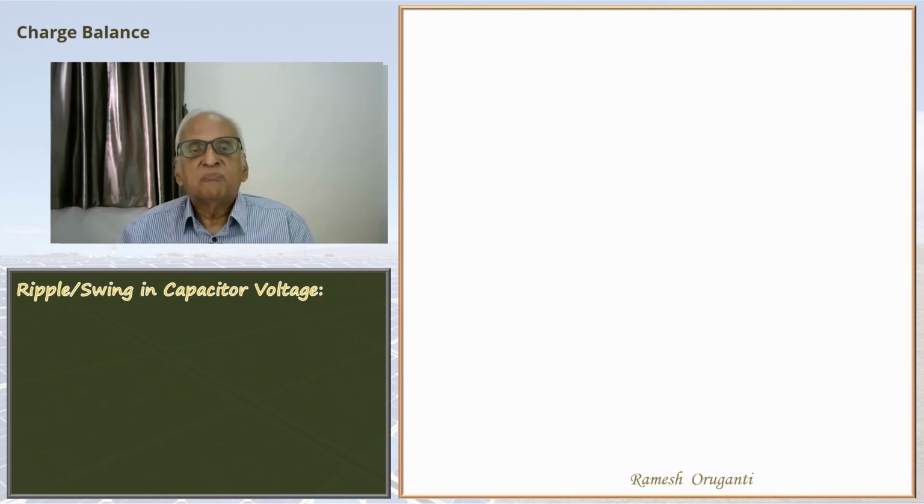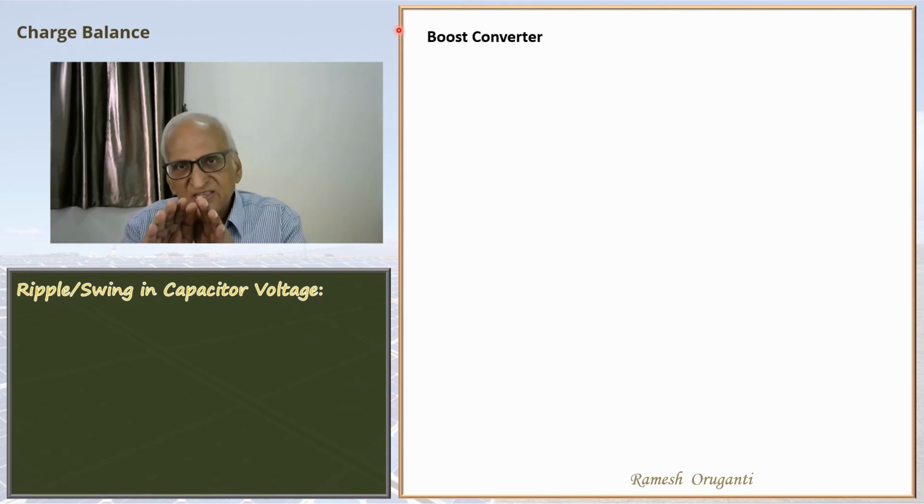Next, we will consider a boost converter as an example. Some of you may not know what a boost converter is. You may not have studied it, but it is okay. We are just going to see that part of the boost converter analysis where this idea of charge balance is used to find the ripple voltage of the capacitor. So you should be able to follow the discussion here.